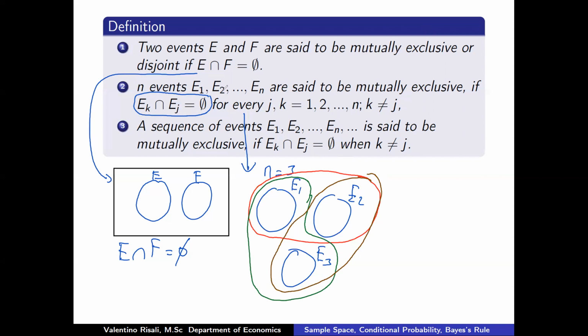Okay, and then for infinitely many events, that is a sequence of events E1, E2, until En, and so on, it is said to be mutually exclusive if for j and k which are different, their intersection is the empty set. This point 3 is the generalization from definition 2.